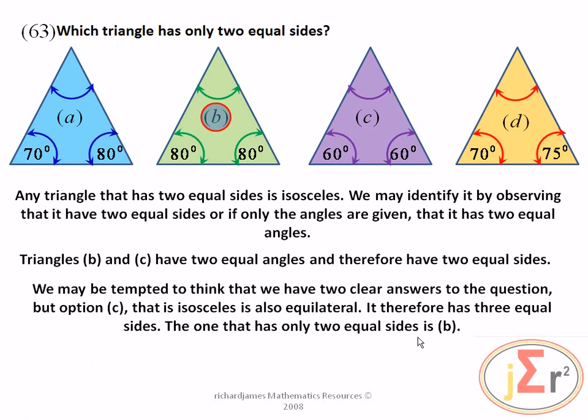That is the one. Now, triangle C, this is 60 degrees and this is 60 degrees. 120 degrees. If we subtract 120 from 180, we will get 60 degrees. Therefore, this angle is also going to be 60 degrees. This will cause all of the sides of the triangle to be equal, so it will have 3 equal sides. So the one that has only 2 equal sides is option B.